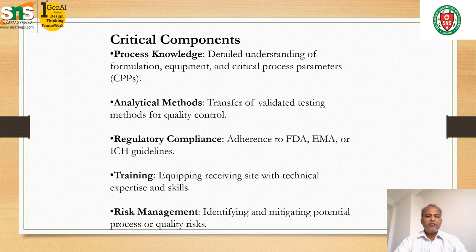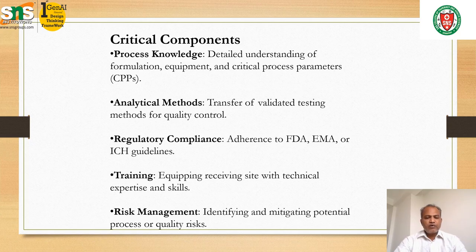Next, what are the critical components during technology transfer? So assess the critical components is very important role in whatever may be the subject. So here, process knowledge. We need to know the detailed understanding of formulation, equipment and CPP. It's nothing but critical process parameter analysis. So here, detailed understanding of formulation and equipment. Before going to the technology transfer, both sender and receiver unit sit together and they have to evaluate nook and corner of process knowledge.